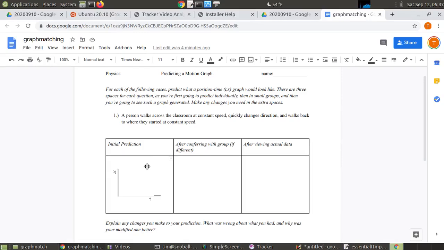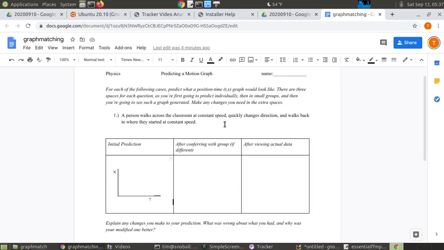So in this activity, we're going to try to extend our notion of position time graphs. What we're going to do is give you some scenarios. The first one's going to be a person walks across the classroom at constant speed. They quickly change direction, and they walk back to where they started at constant speed. So it's still mostly constant velocity, but we'll have some rapid changes in it. And that's going to make the graph slightly more complicated.